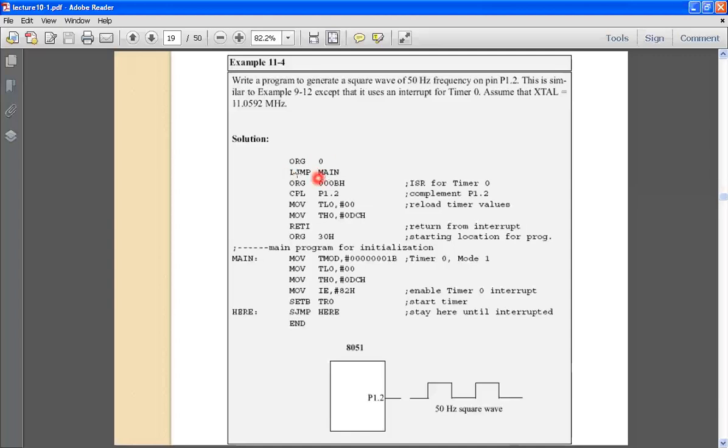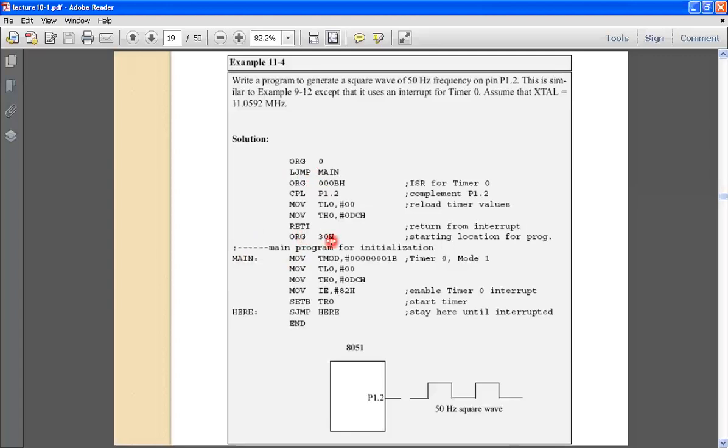ORG 00, then LJMP main. So it jumps to the main program, that is main. And this main program starts from 30H, because between 0 and 30H we utilize the locations for the interrupt vector table only. Therefore our main program is from 30H only.